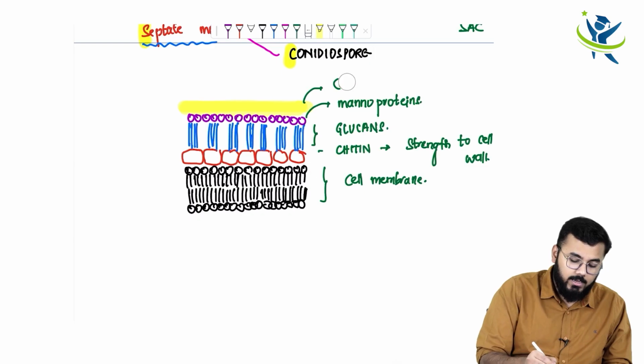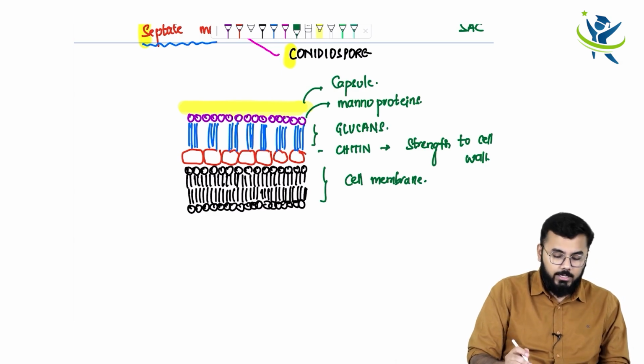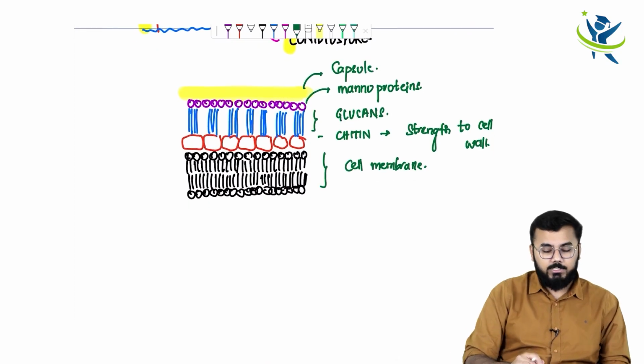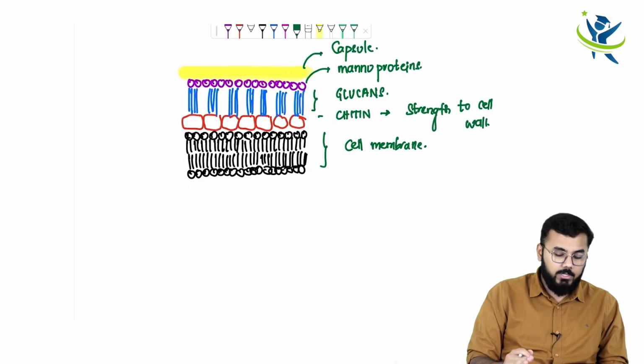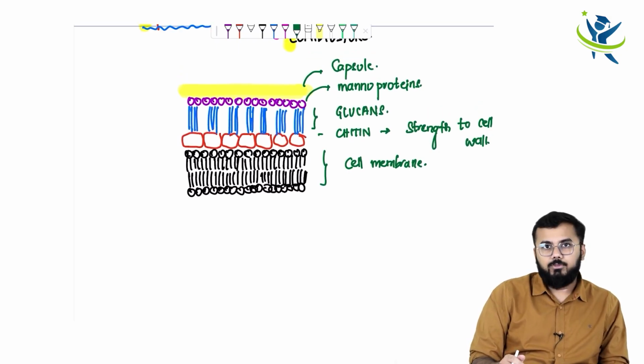This is called a fungal capsule. Fungus also has a capsule. So what are the structures here which we can see? One is the cell membrane. Just above the cell membrane, we have chitin, which gives strength to the cell wall, and above that we have glucans, then manoproteins, and finally we have the capsule.